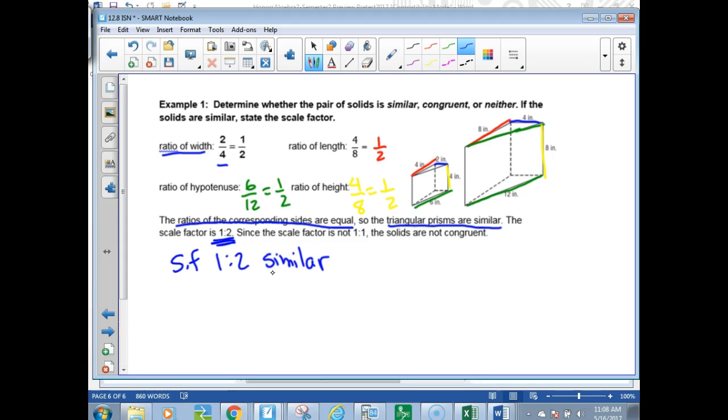And that's the kind of answer you're going to have. Tell the scale factor and that they're similar or congruent. Or neither. All of those reduced things are the same. They're all 1/2. That's the scale factor.